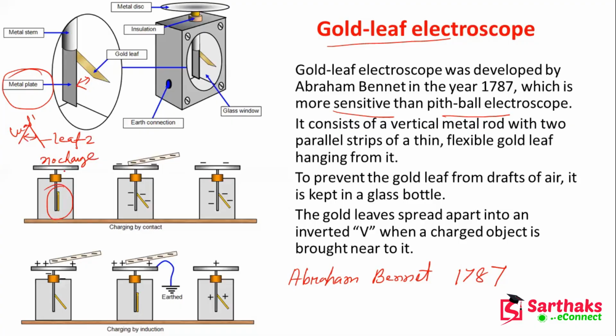Now there is no deflection in the leaf. But if you keep a negative charge here, the rod, the metal plate will be negatively charged as well as the gold leaf. So there will be a separation here. That means there is a deflection here, right?